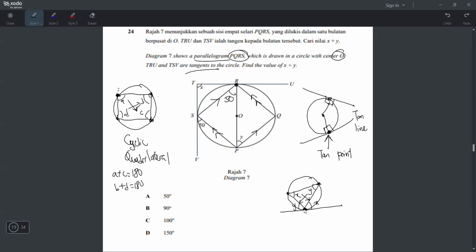Remember, I told you from the tangent point, if you draw two lines and it forms a triangle, then this angle and this angle are the same. So you can see that this triangle and this is the tangent point, right? So that's why this angle and this angle are the same. That's why I know that one is 50, right? Okay, next one.